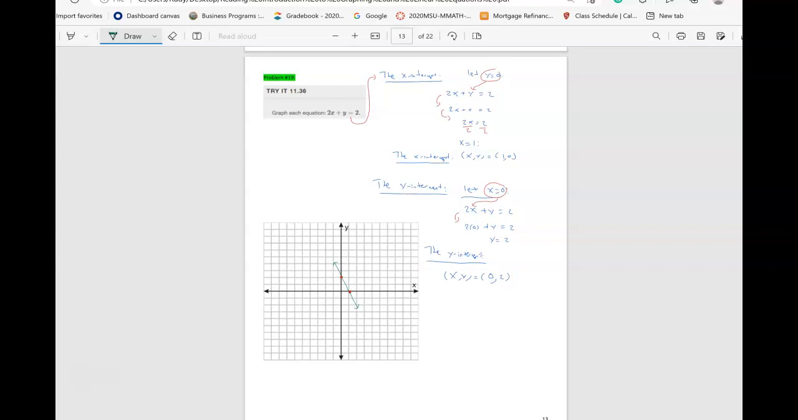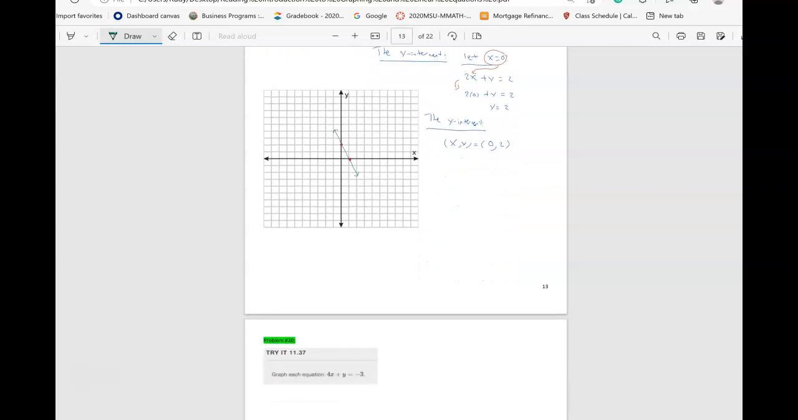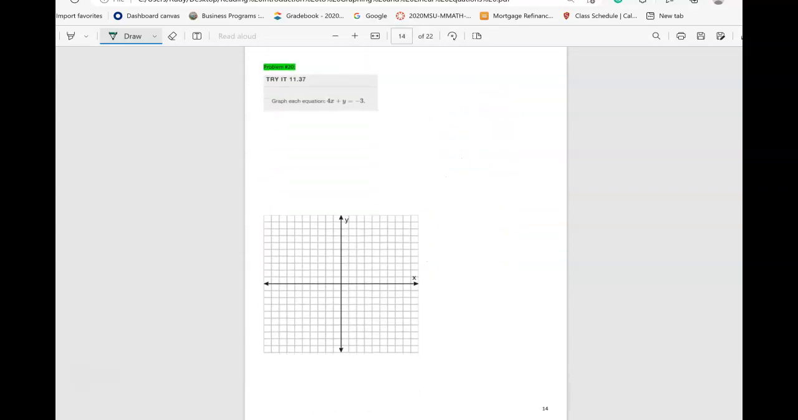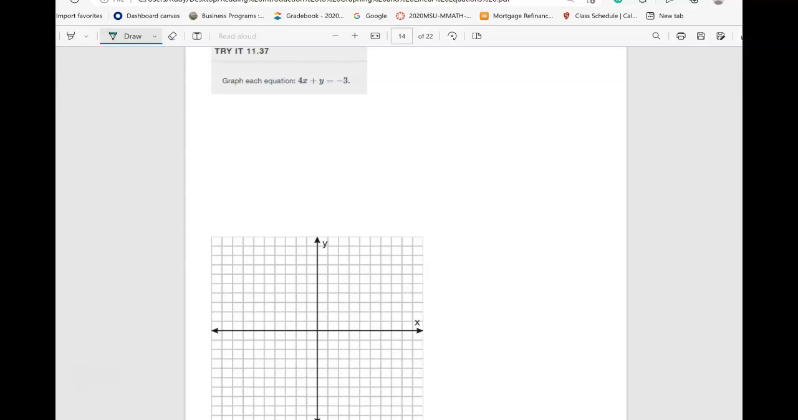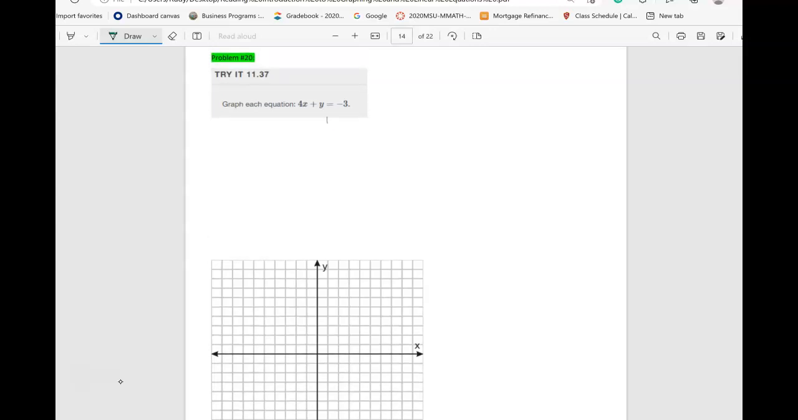And on problem 20, I'm just going to use the shortcut of the slope and the y-intercept. So I'm going to express the equation as mx plus b. So in this case, let me just rewrite it: you have 4x plus y is equal to negative 3. And then we're just going to subtract the x's. And then we're looking at y is equal to negative 4x minus 3.